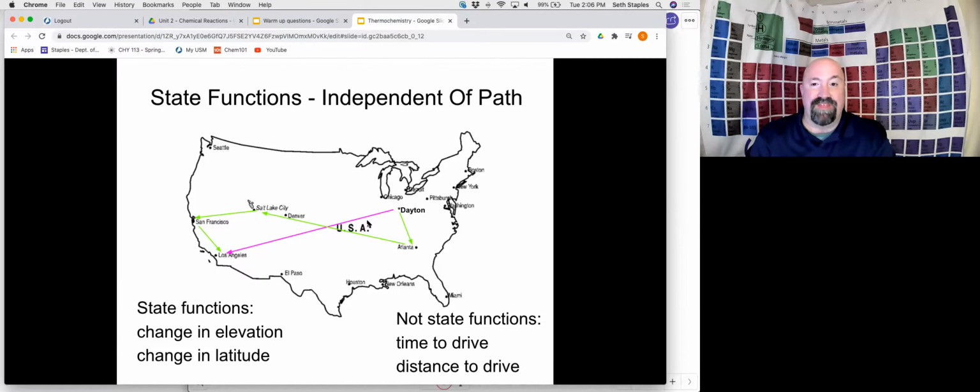Or think of it this way, the actual straight distance between Dayton and Los Angeles is the exact same no matter how you go from one to the other. If you go directly, then that distance is the same as if you go very indirectly. The actual distance between the two does not change. A change in elevation, same exact idea.